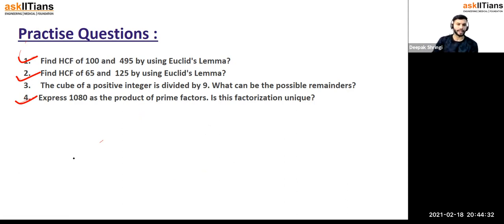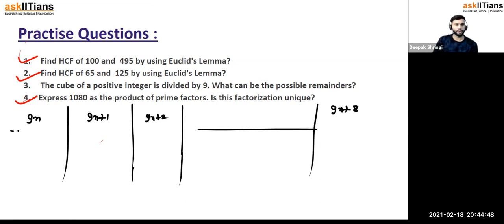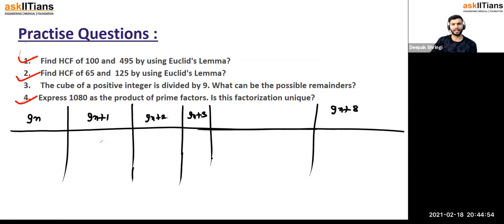can I write the number in terms of 9 as 9n, or 9n plus 1, or 9n plus 2, up to 9n plus 8, right? Then we take the cube of this number. All the numbers in the world can be written in this form. Why do I say that? It's very simple, by Euclid's lemma: if you divide any number by 9, the remainder can be 0, 1, 2, 3, 4, 5, 6, 7, 8.